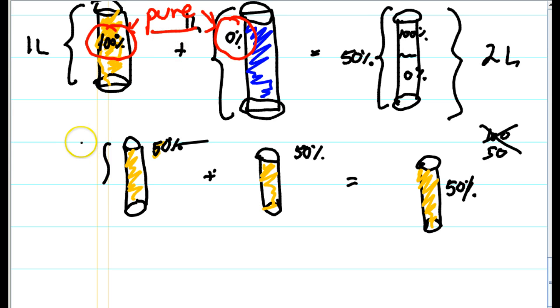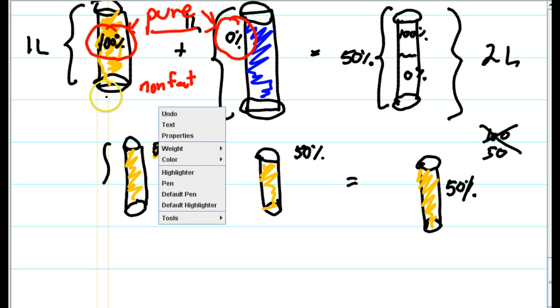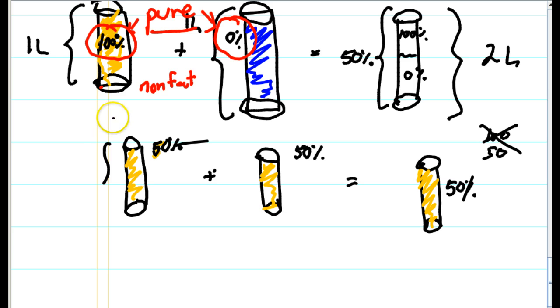Like there's other problems I've seen that talk about different types of milk. You have whole milk, you have 2%, you have 1%, you have non-fat. And somebody wants to ask me, well, it says non-fat. What's the percent? What's the percent of fat in non-fat milk? 0. Someone actually asked me this.